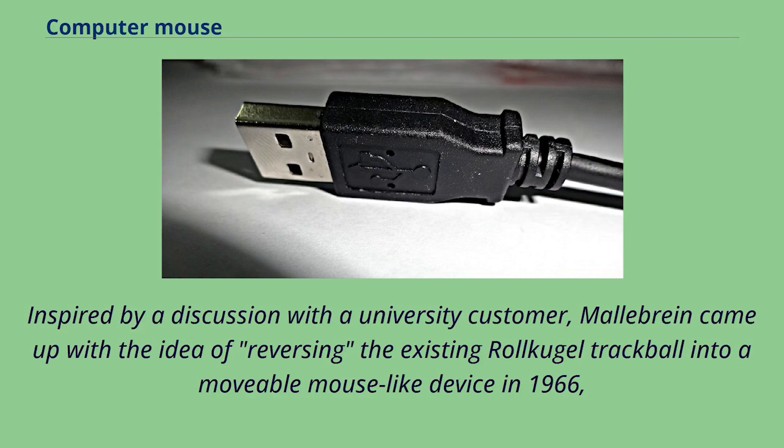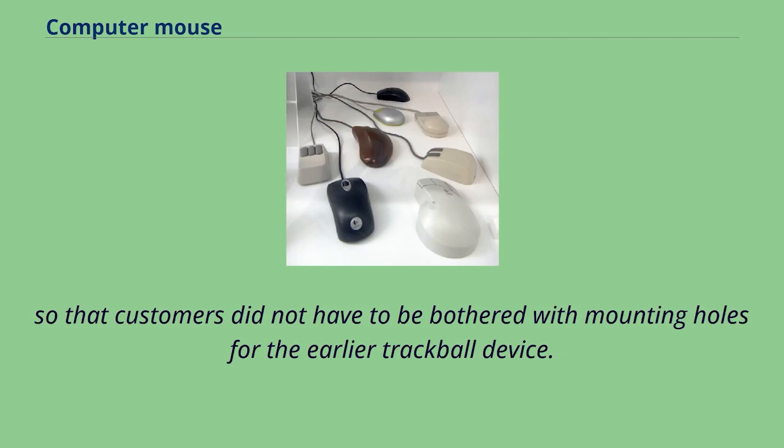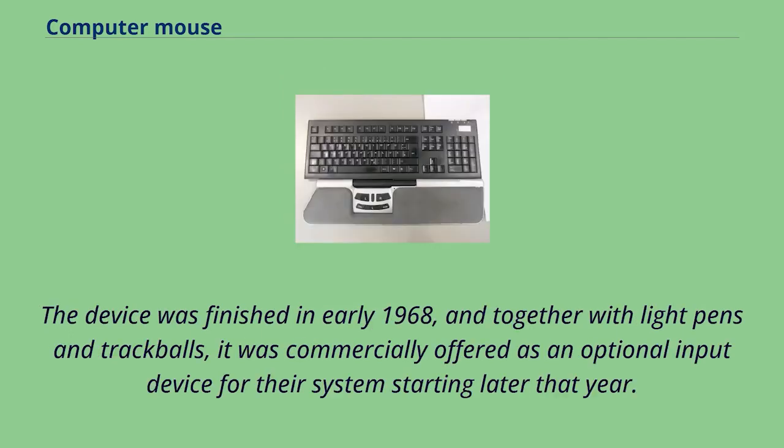Inspired by a discussion with a university customer, Malibran came up with the idea of reversing the existing Rollkugel trackball into a movable mouse-like device in 1966, so that customers did not have to be bothered with mounting holes for the earlier trackball device. The device was finished in early 1968, and together with light pens and trackballs, it was commercially offered as an optional input device for their system starting later that year.